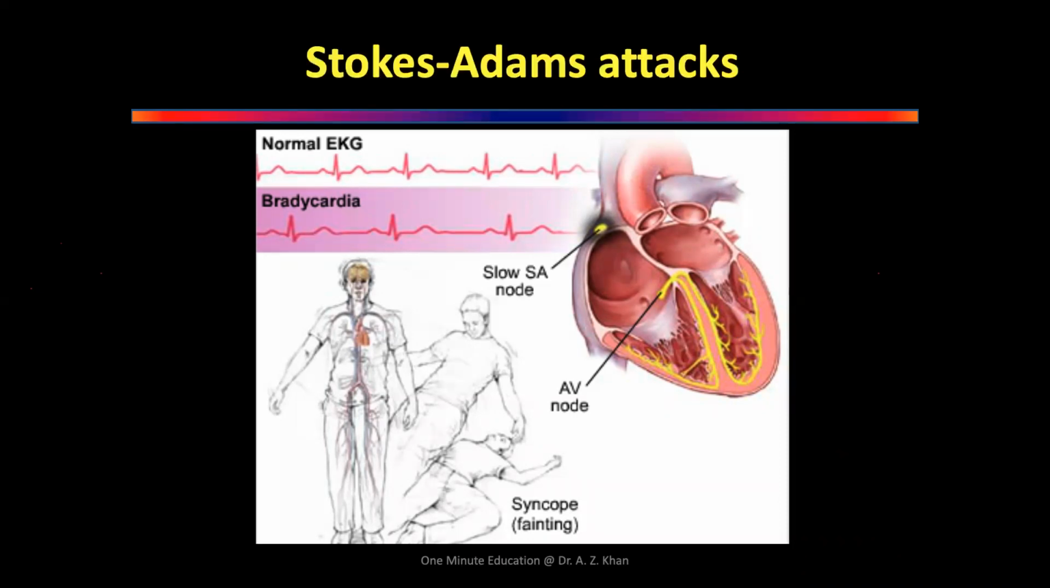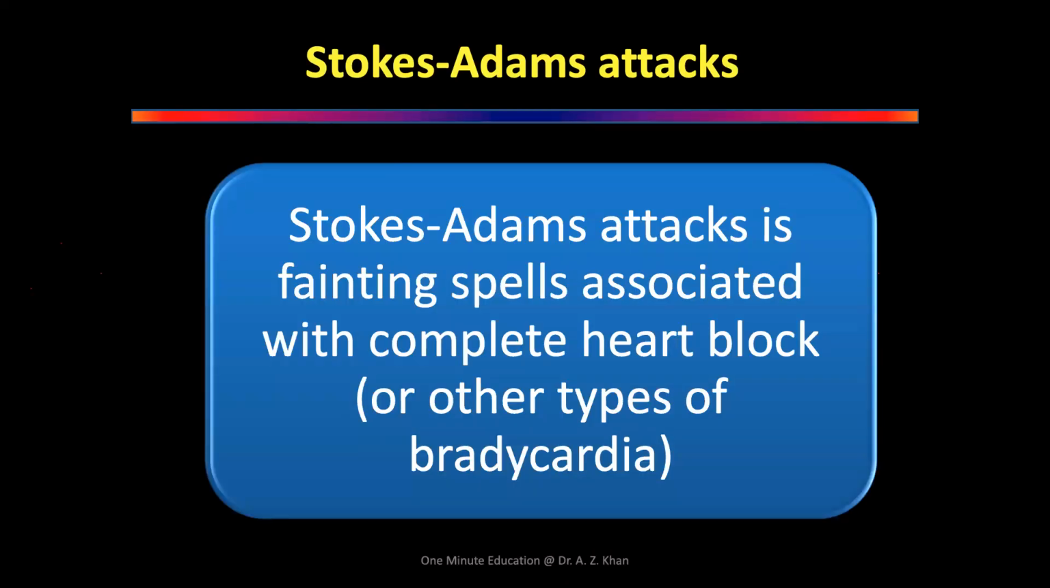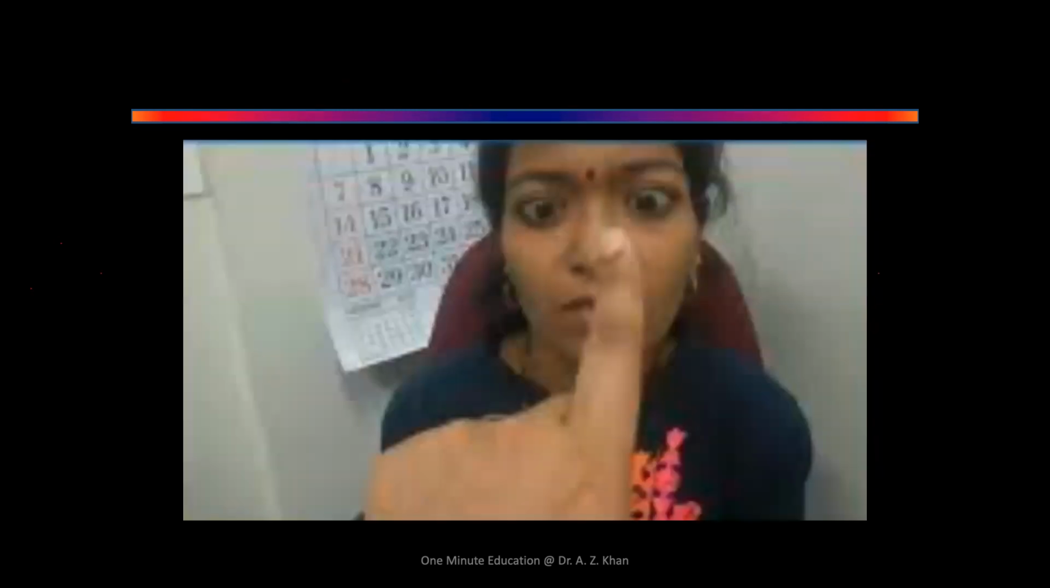What is this? Okay, it's a Stokes-Adams attack, okay? Stokes-Adams or Adams-Stokes syndrome, both are used. So Stokes-Adams is fainting spells associated with complete heart block or other types of bradycardia. Now, a lot of people who go for FRCS exams don't read this particular part of the exam. And I know that cases are kept in the exam with this pathology because they sometimes do have intrathoracic issues. What is the sign that is being done?